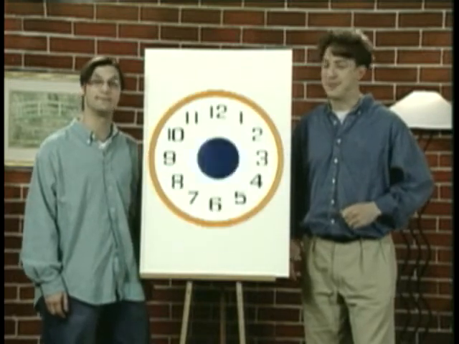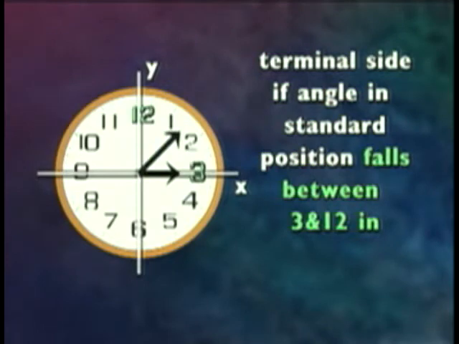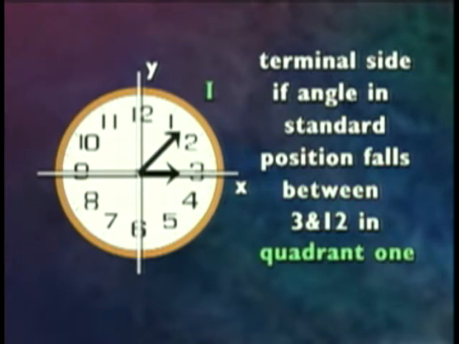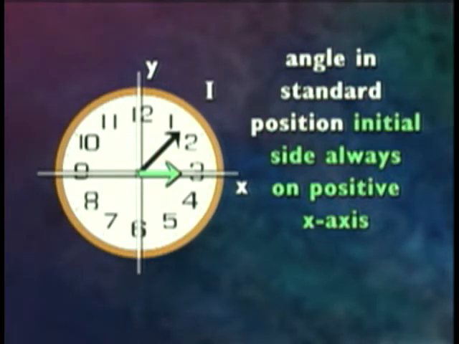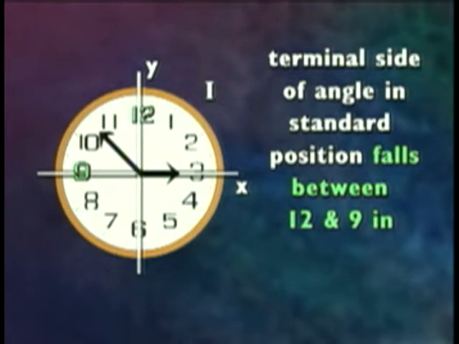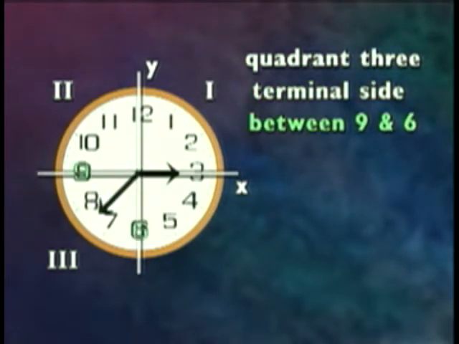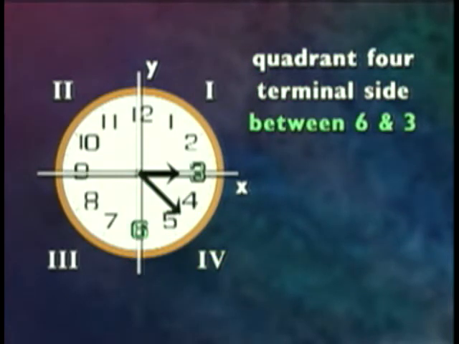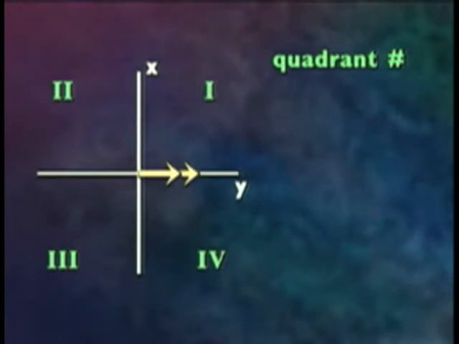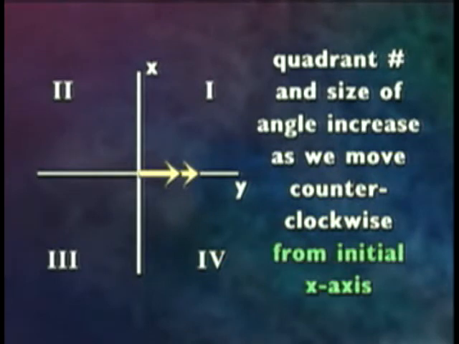Let's go back to our clock. If the terminal side of an angle in standard position falls between the 3 and 12 hands on a clock, it's in quadrant 1. Remember, this angle is in standard position because the initial side is always on the positive x-axis. If the terminal side falls between the 12 and 9, then this guy is in quadrant 2. In quadrant 3, the terminal side lands between the 9 and 6, and for quadrant 4, the terminal side is between the 6 and 3. So the quadrant number, and consequently the size of the angle, increase as we move counterclockwise from the initial x-axis.